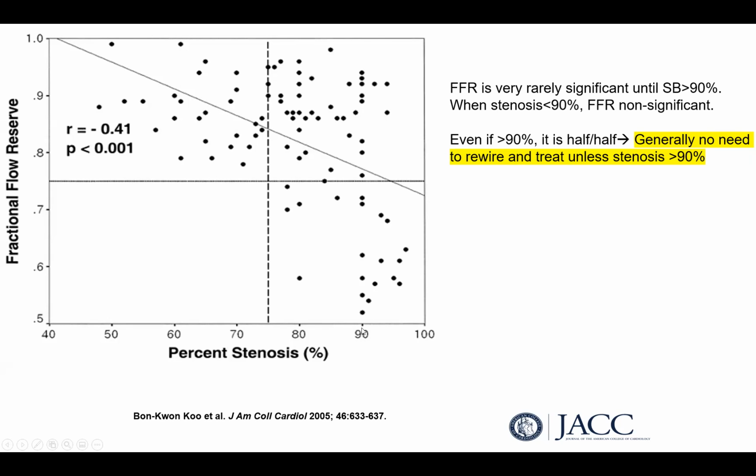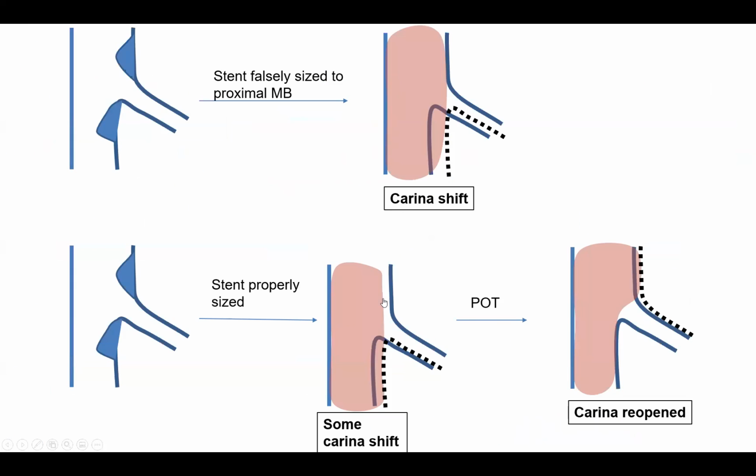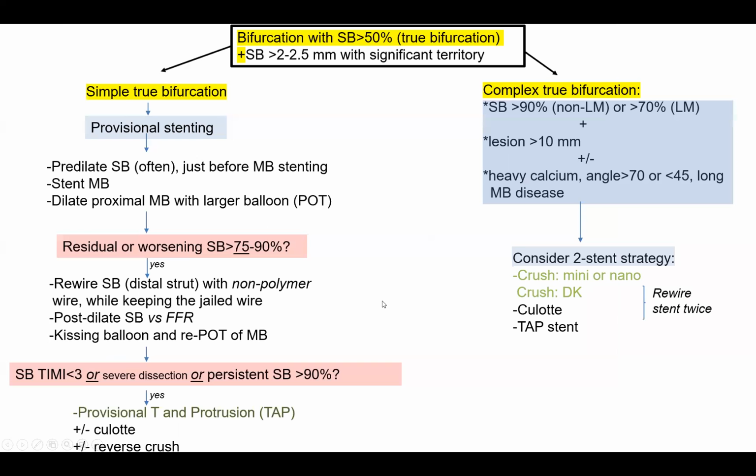When your side branch is over 90%, even then it was half-half. Your FFR was significant half the time and non-significant half the time. And this can explain to you why in my algorithm, I use that 75 to 90%. Most randomized trials of provisional versus 2 stent use 75. I kind of like 90% based on that FFR study. Okay, definitely 90% in the case of deciding to stent.